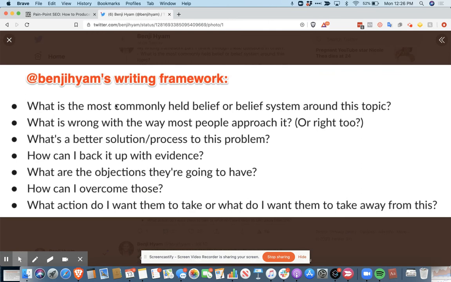And so it's presented like this: you share the way that most people approach this, and then you say that that is wrong. And then you share a better process to attack this problem. And then you explain the process and the thinking behind it. You share the evidence that backs this up with the data. There aren't any objections here because the data speaks for itself. And then you just share the core thesis that you want them to take away from this. So again, I just wanted to share this writing framework and how it's applied.